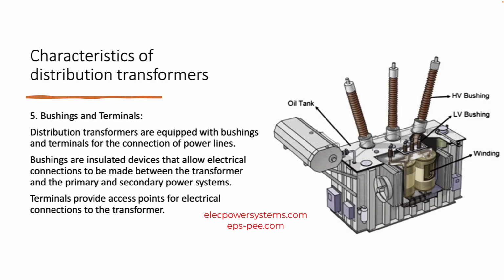Bushings and terminals. Distribution transformers are equipped with bushings and terminals for the connection of power lines. Bushings are insulated devices that allow electrical connections to be made between the transformer and the primary and secondary power systems. Terminals provide access points for electrical connections to the transformer.